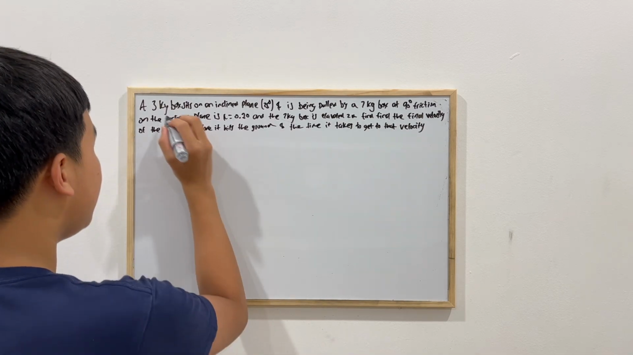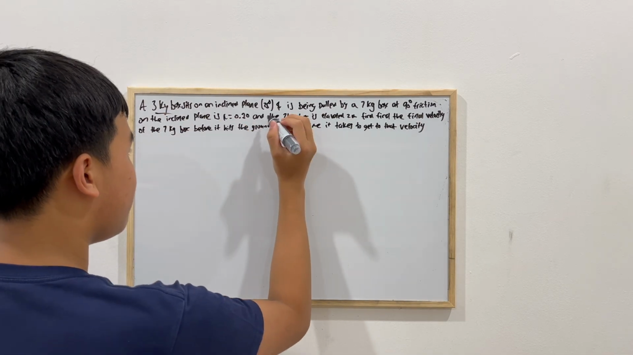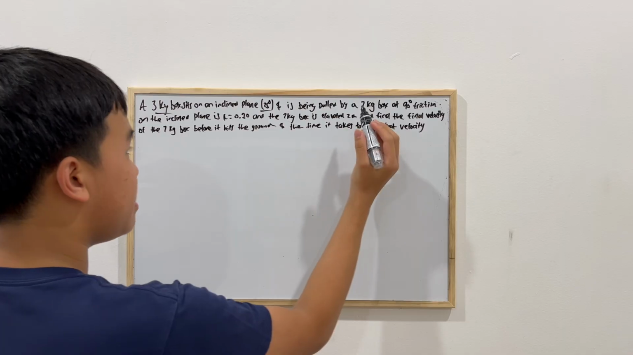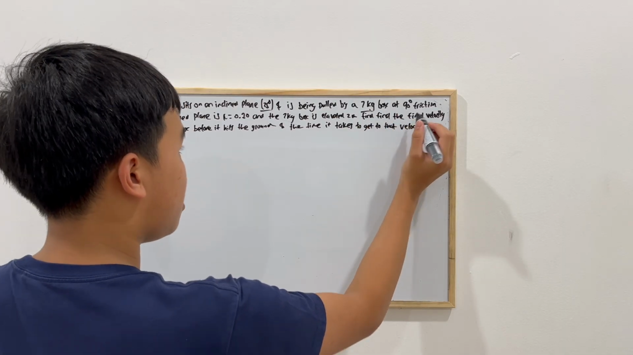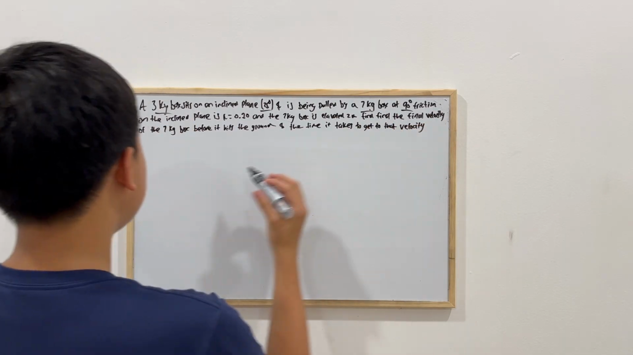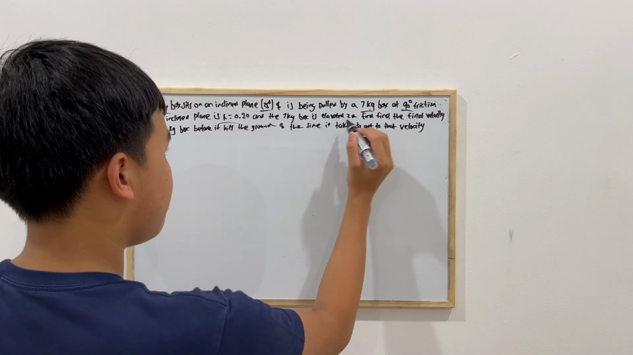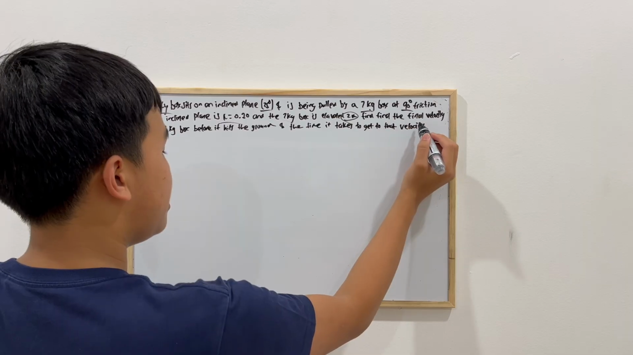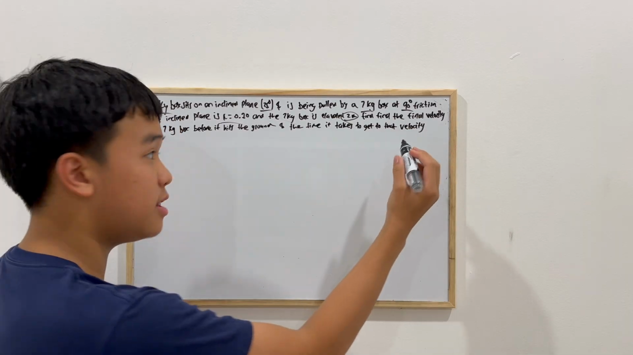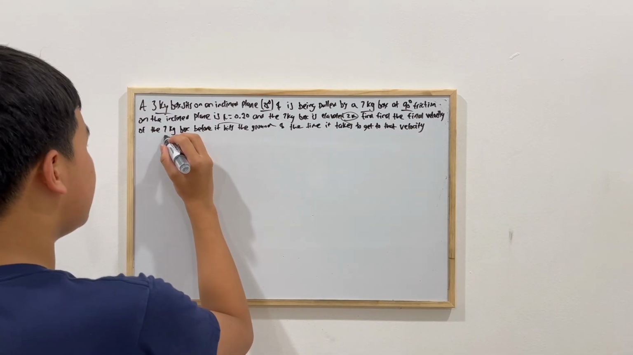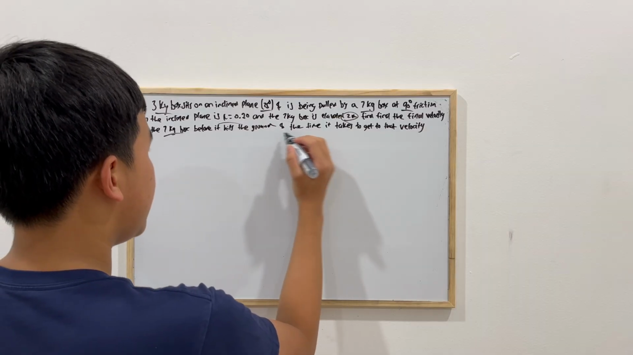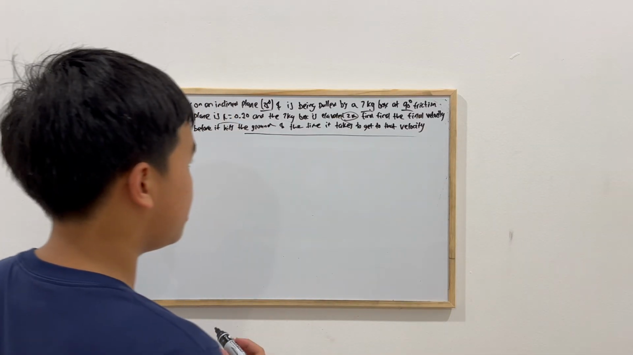Today's problem: we have a 3 kilogram box on an inclined plane at 25 degrees, which is being pulled by another 7 kilogram box, pulling at 90 degrees. Friction on the inclined plane is 0.10, and the 7 kilogram box is elevated 2 meters. The question asks us to find the final velocity of the 7 kilogram box before it hits the ground and the time it takes to get to that velocity.